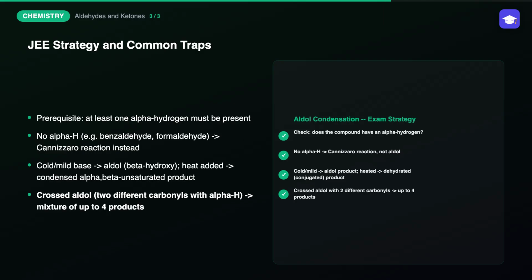Also remember that crossed aldol condensation between two genuinely different carbonyl compounds, each possessing alpha hydrogens, produces a genuine mixture of up to 4 distinct different products, since either compound can act as either the nucleophile or the electrophile.